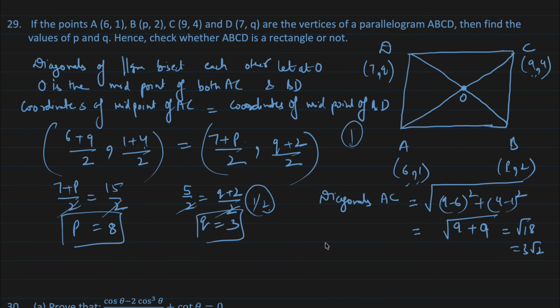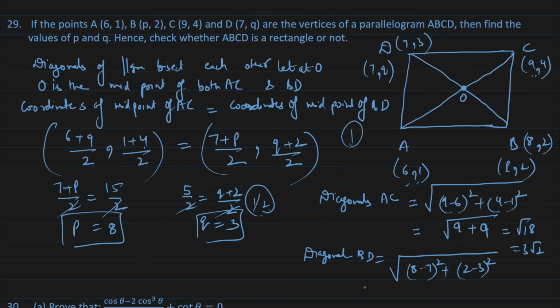Okay students, then diagonal BD, let's calculate. We have the value of P now, so please make sure you put P as 8, right? So I'll write it over here. It is 8, 2, and this is what, 7, 3, right? So 8 minus 7 square plus 2 minus 3 square, right? So what it is coming as, 1 square is 1, minus 1 square also 1, that's coming root 2.